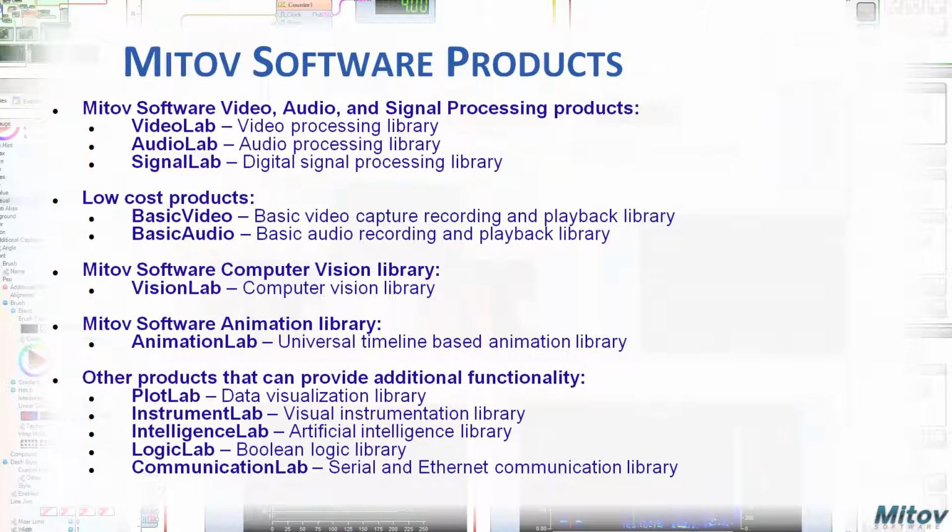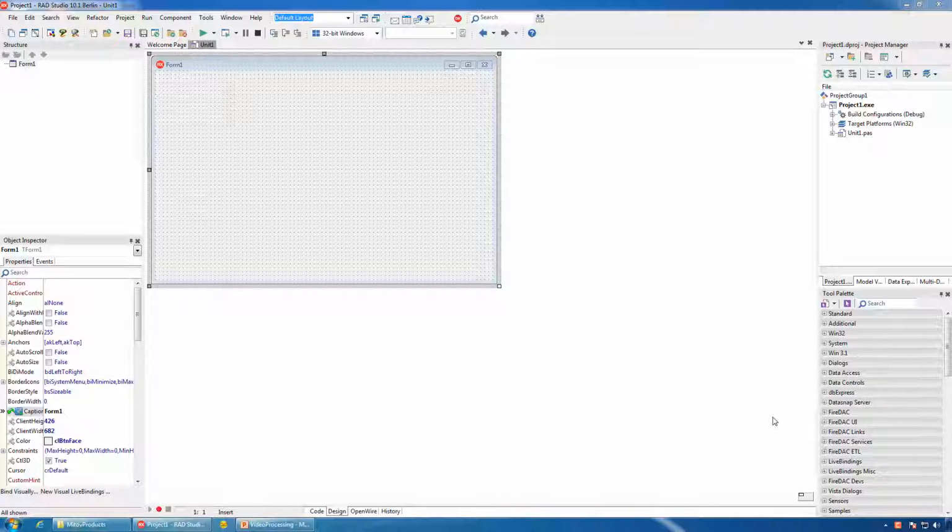In addition, Basic Video is available, which contains a subset of the components from VideoLab, and Basic Audio, which contains a small subset of components from AudioLab. These two libraries can be used instead of VideoLab and AudioLab when only basic playback and recording functionality is needed. Now let's switch to Delphi and see how we can use the libraries.